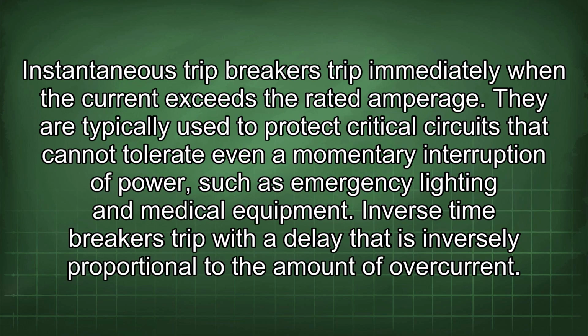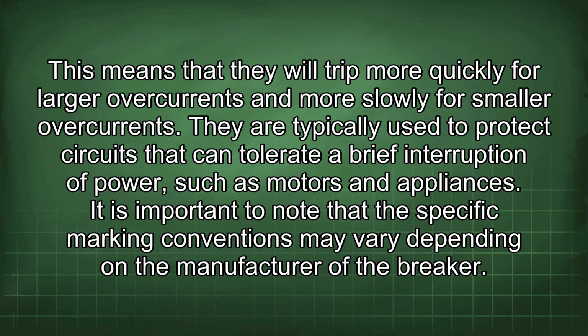Instantaneous trip breakers trip immediately when the current exceeds the rated amperage. They are typically used to protect critical circuits that cannot tolerate even a momentary interruption of power, such as emergency lighting and medical equipment. Inverse time breakers trip with a delay that is inversely proportional to the amount of overcurrent. This means that they will trip more quickly for larger overcurrents and more slowly for smaller overcurrents. They are typically used to protect circuits that can tolerate a brief interruption of power, such as motors and appliances.